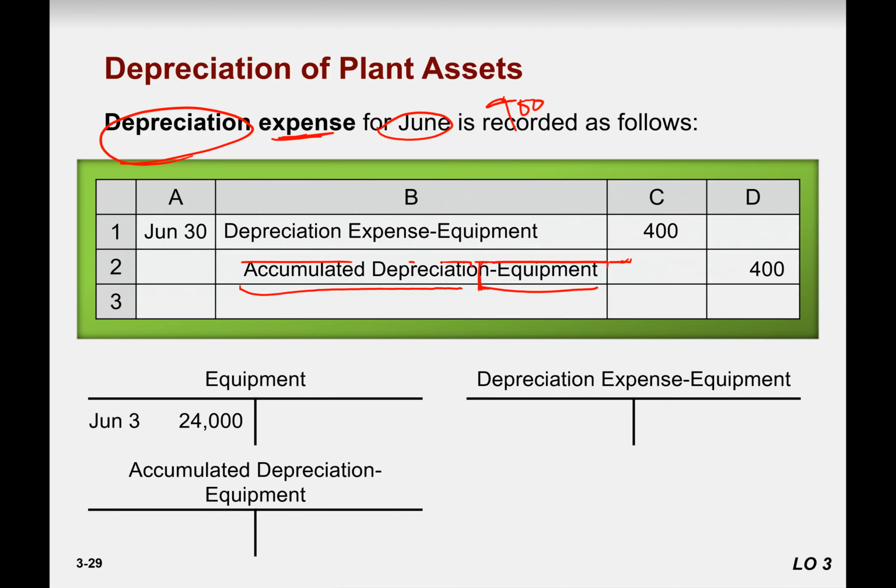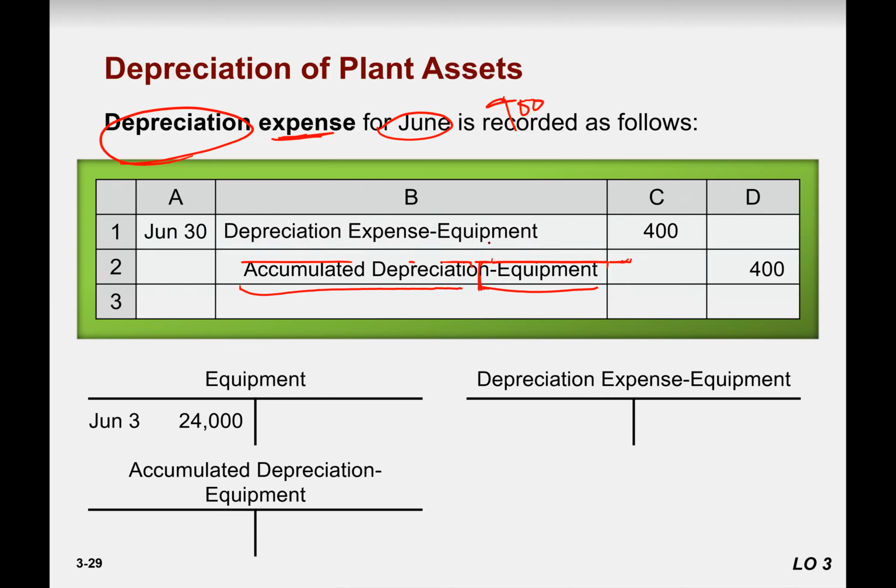There is a logic here, and that entry would be right. But we create a separate account. We call this a contra account, or opposite account, of the asset account, which is equipment. We create its contra or opposite account. We call this accumulated depreciation.